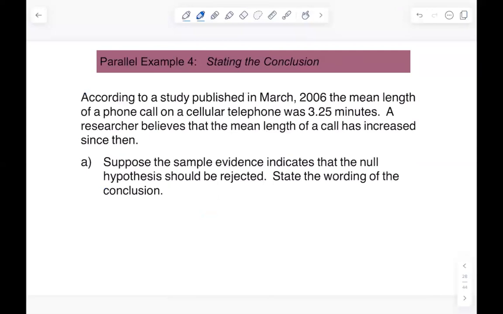So once again, in March 2016, the mean length of a phone call was 3.25 minutes. A researcher believes it has increased since then. So our sample evidence indicates that the null hypothesis should be rejected. I'm going to show you the wording. Now, the wording is very wordy. You can condense it down a little bit, but it is pretty wordy.